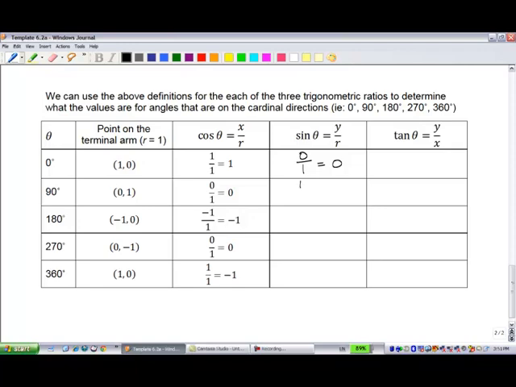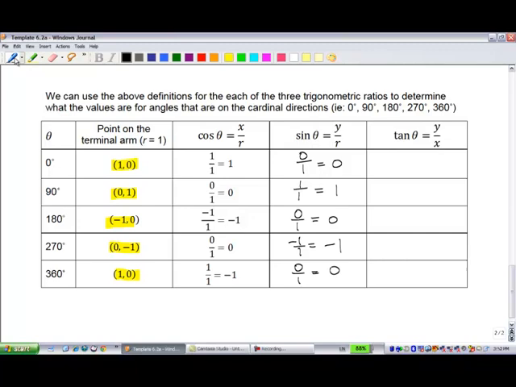Y coordinate is 1 over 1. That's 1. Oh, that's great. 0 over 1 is 0. Negative 1 over 1 is negative 1. And 0 over 1 is 0. So really what I'm doing is I'm taking a look at the point on the terminal arm. That would be these values here. And I'm just picking off what the coordinates are.